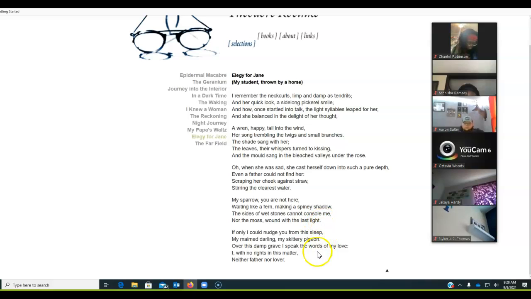But he misses her, and I think the thing that really sums up, over this damp grave I speak the words of my love, I with no rights in this matter, neither father nor lover. He's just your teacher, right? And this may be a poem you can't connect to, right? He's made this connection.